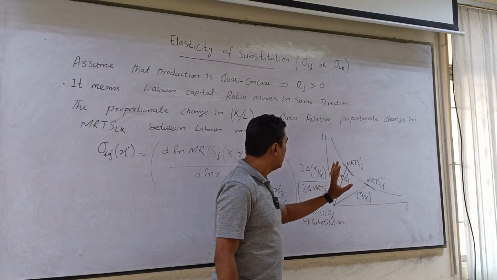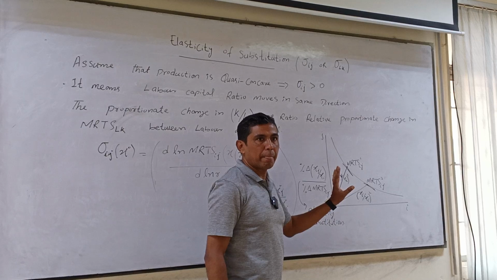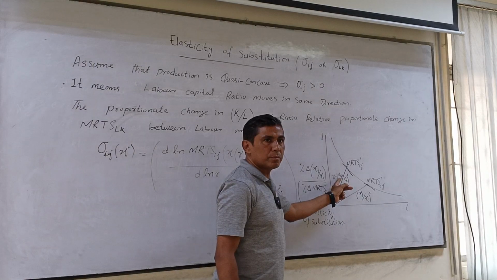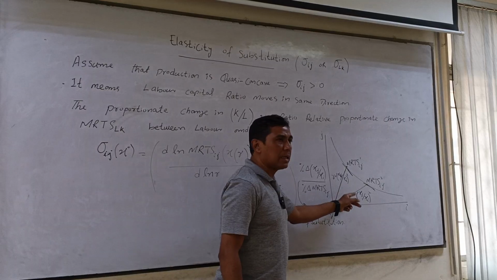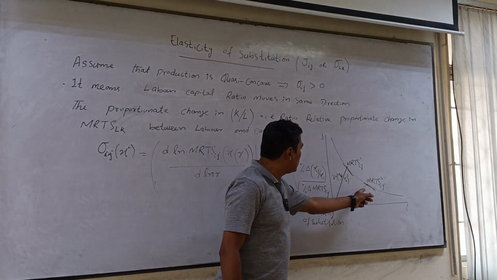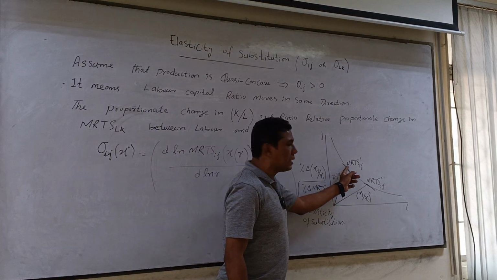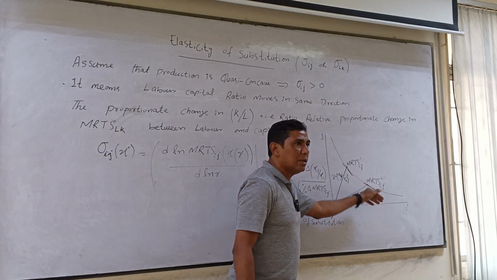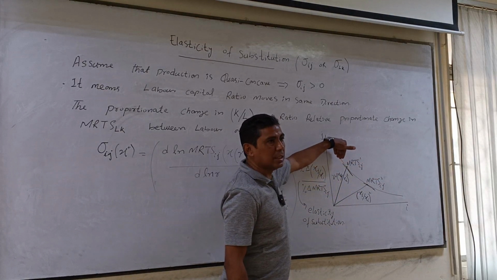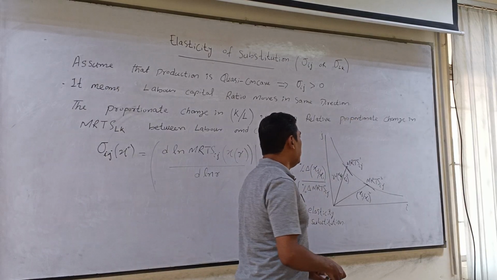Now, labor and capital substitute with each other. This labor and capital ratio and this labor and capital ratio will be different, right? Depends on the change in MRTS. The marginal rate of technical substitution is going to decline when we move downward along this curvature. The marginal rate of technical substitution is increasing when we move upward along the curvature. Right? Okay.